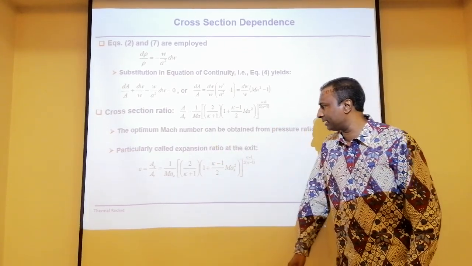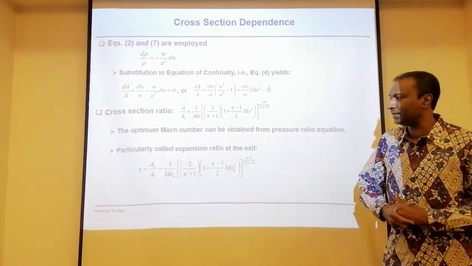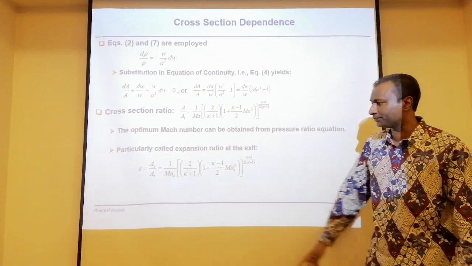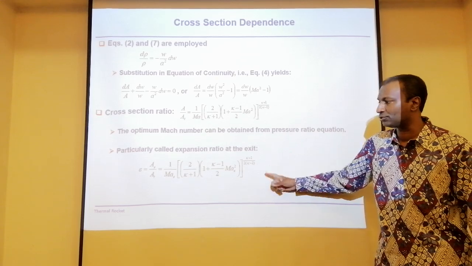The optimum Mach number can be obtained from the pressure ratio equation. There you go. This is particularly called the expansion ratio, and this is its formulation. So this is also important.